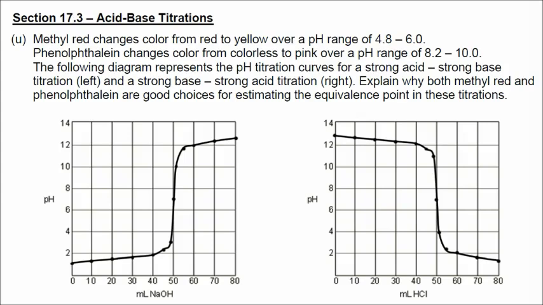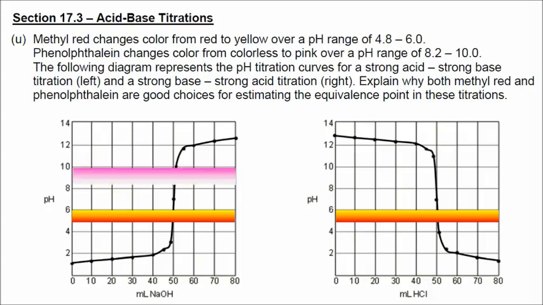Would these indicators be appropriate for strong acid, strong base titrations? Well, methyl red changes from red to yellow in a pH range of around 4.8 to 6, well, that's along the rapid rise portion of either curve. Or phenolphthalein changes from colorless to pink around 8.2 to 10.